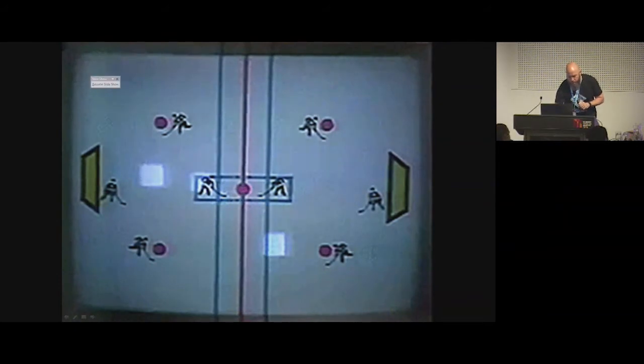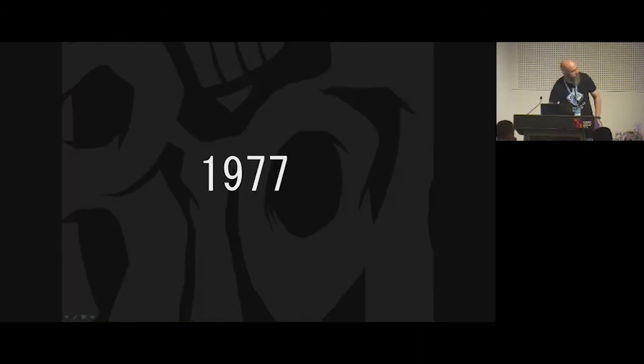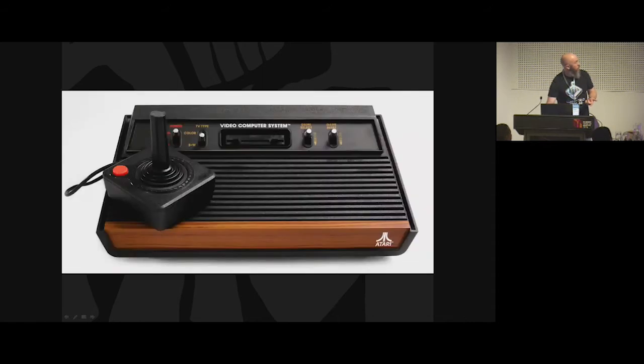So then in '77, things started to heat up. Commodore PET was released, Apple II was released, TRS-80, and the 2600. Now, this little beast is a 1.2 megahertz 6507 CPU, which is basically a cheap 6502, 4K of ROM, bank switchable to about 32K ROM, and guess how much RAM? 128 bytes. Seriously, 128 bytes. That includes your video RAM.